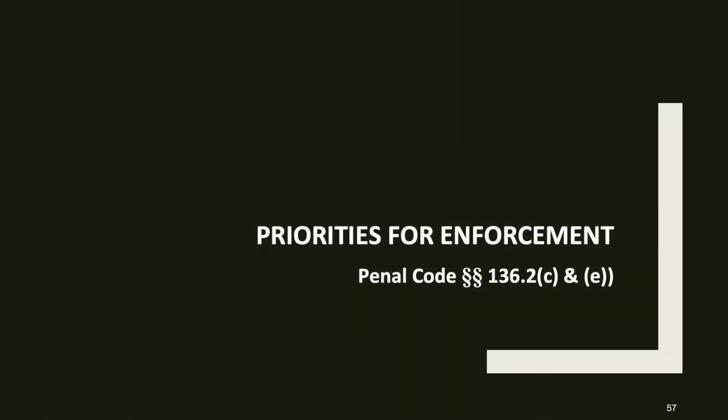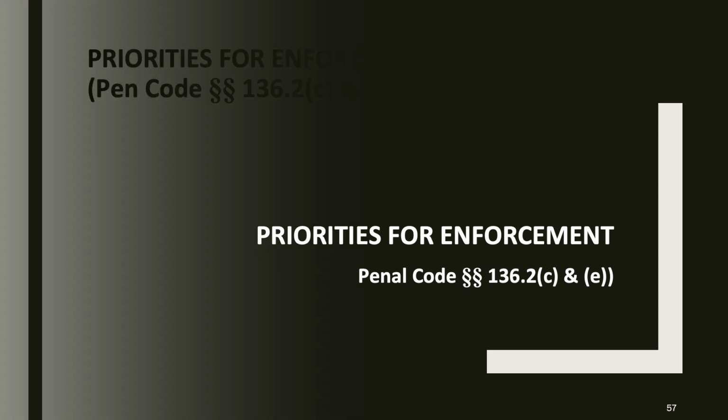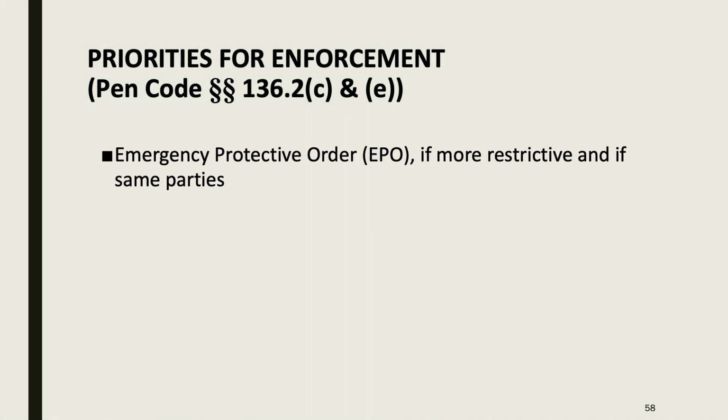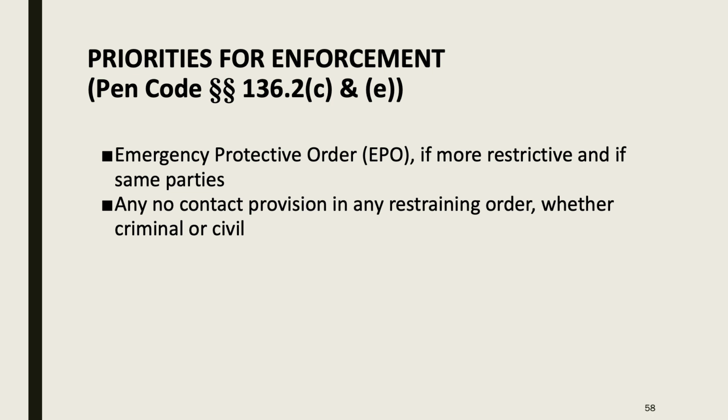So those are the different kinds of restraining orders that we have available to protect people in California. But how do they fit together? And if you have multiple restraining orders, how does law enforcement know which one to enforce and in what order? Well, here's the priorities for enforcement. Emergency protective orders, if they're more restrictive and they relate to the same parties, have the highest priority for enforcement. Any no-contact provision in any restraining order, whether it's criminal or civil, has a higher priority than any other order.